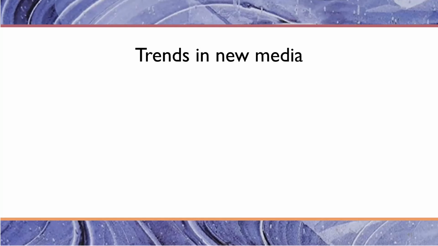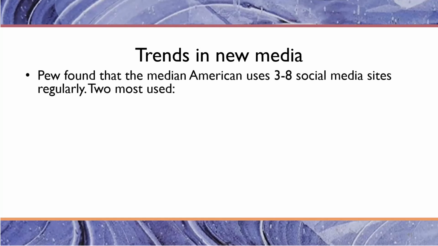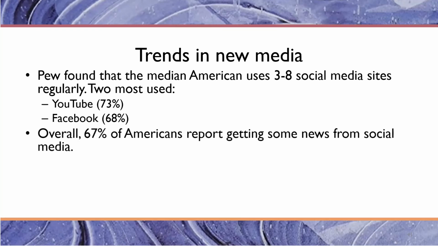Some other trends in new media: the Pew Research Center found that the median American uses 3 to 8 social media sites regularly, and the two most commonly used are YouTube and Facebook. Now, a lot of people, of course, use Twitter, and that's gotten a lot of attention. There are other alternatives, Instagram, things like that. There's a new one that's catering to conservatives called Parler. That isn't as prominent, but overall, 67% of us report getting some news from social media.